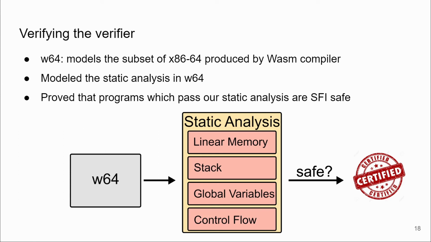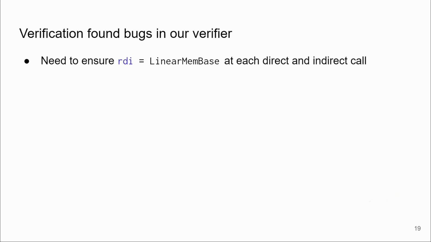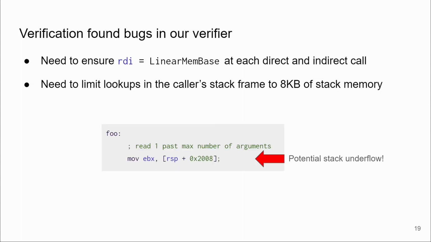While this wasn't a verification of VeriWasm's Rust implementation, it does verify that the algorithm we use correctly certifies safe programs. It also helped us find some bugs in VeriWasm's analysis. Some of these bugs were simple things that we missed, like checking to ensure RDI was set to linear membase at every call. Others were more subtle. For instance, as I mentioned earlier, VeriWasm says it's safe for a function to read the whole stack. This means that we need to make sure a function can't underflow the stack and, for example, read what may be another sandbox's memory region. We didn't account for this at first. And to address this, we had to modify our analysis to limit reads in the caller stack frame to 8 kilobytes, the maximum number of arguments that the WebAssembly compiler allows.